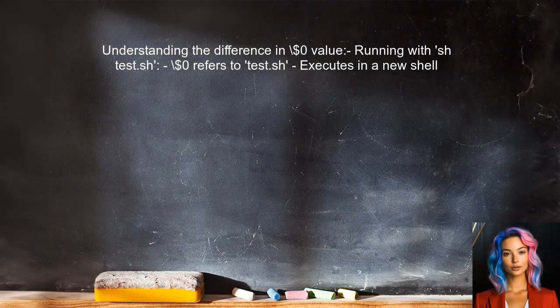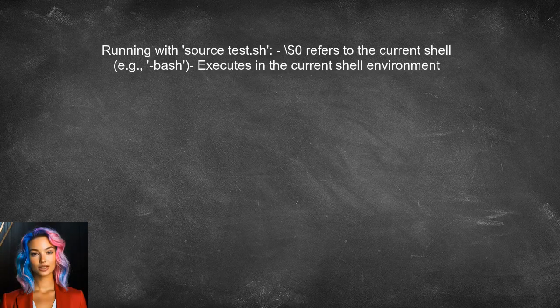To understand the difference in the value of $0 between running the script with sh and source, the user should first recognize that sh executes the script in a new shell. This means that the value of $0 refers to the name of the script itself. In contrast, when the user runs source test.sh, the script executes in the current shell. Therefore, the value of $0 reflects the name of the shell itself, which is typically bash or sh.